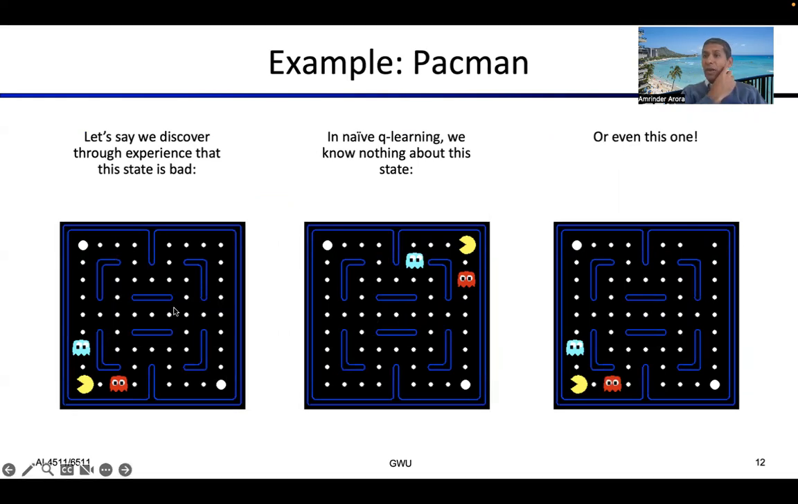So in default Q learning, Q(s,a), this state would be different from this state. So your Q(s,a) value would simply not carry over to this one, even though from a human perspective, it is crystal clear to us that this is a bad state and this is a bad state. But the question is how do we transfer that inference rule to the machine?